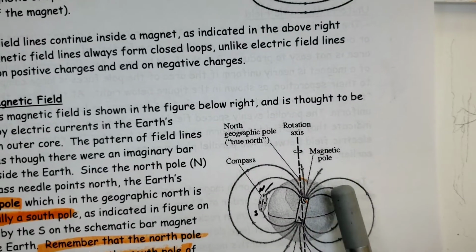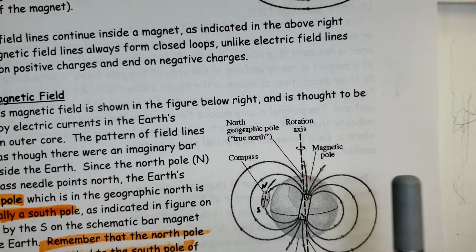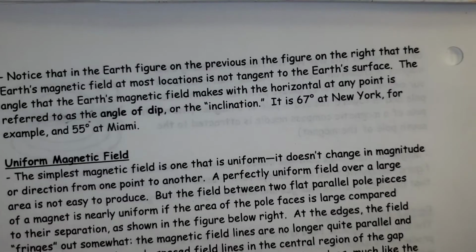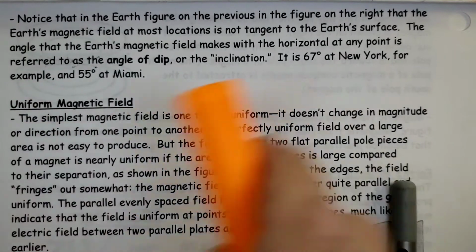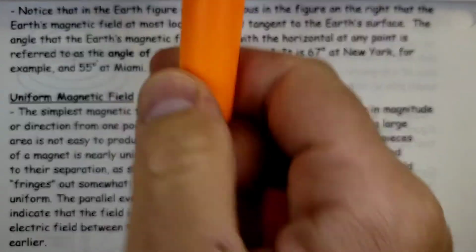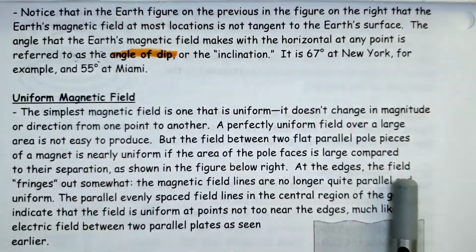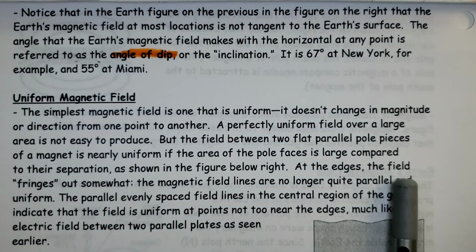So we have the magnetic declination, but you also have the other angle which it makes with the Earth, the dip. That dip would be 67 degrees in New York or 55 in Miami. So we have that to consider as well.